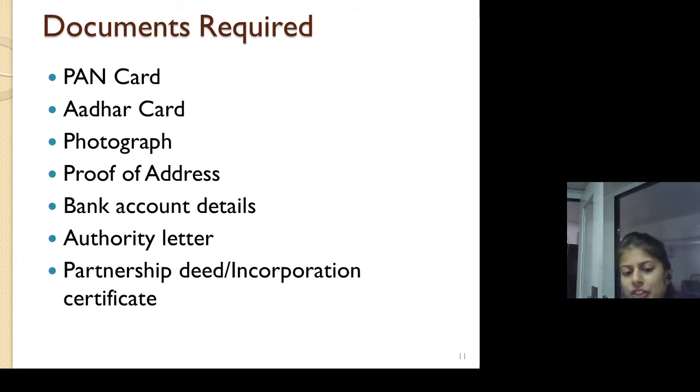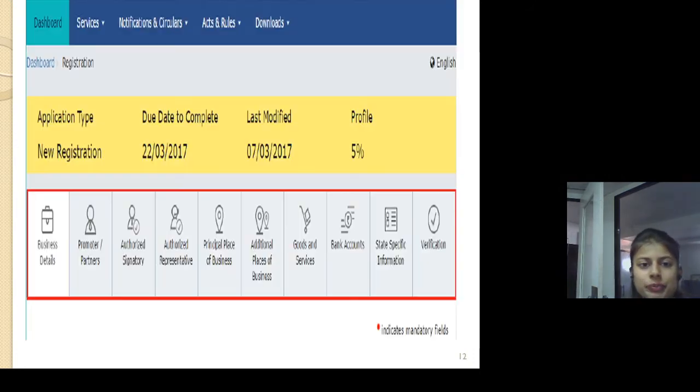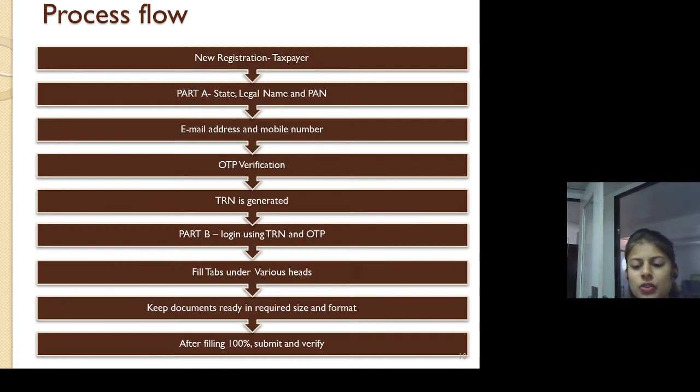And then if it is a partnership, you need a partnership deed. If it is a company, you need an incorporation certificate. Or if it is something else, then according to that entity, whatever it is, you can take the registration document. You upload this registration document over here. I have explained this to you. According to this, the registration will get done.